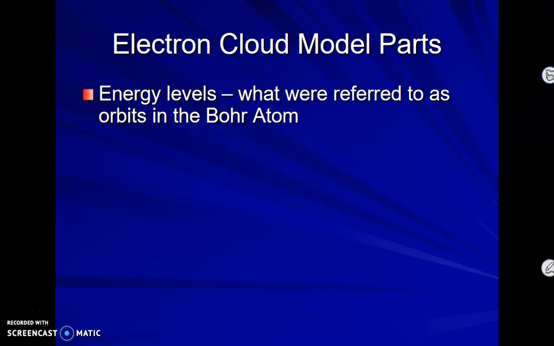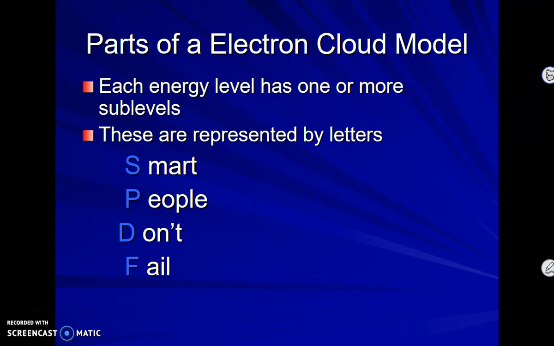Now, energy levels are further subdivided into one or more sublevels. Those sublevels are named S, P, D, and F. I had made up an acronym, if you remember, in 10th grade: Smart people don't fail, which I don't know if that's true anymore, but whatever. Anyway, sublevels are subdivisions of energy levels, and there are 4 of them: S, P, D, and F.